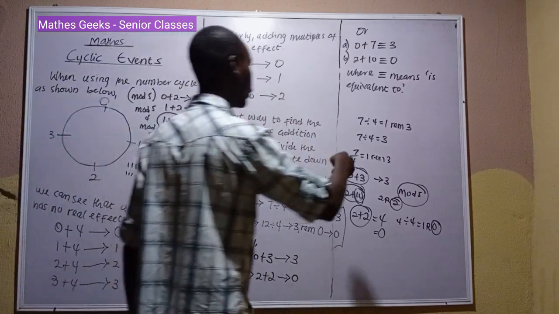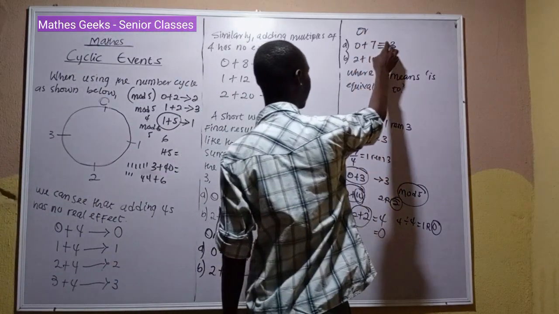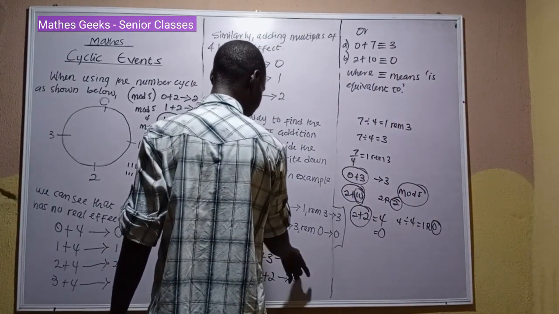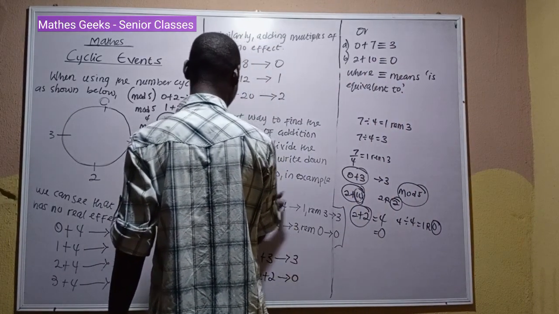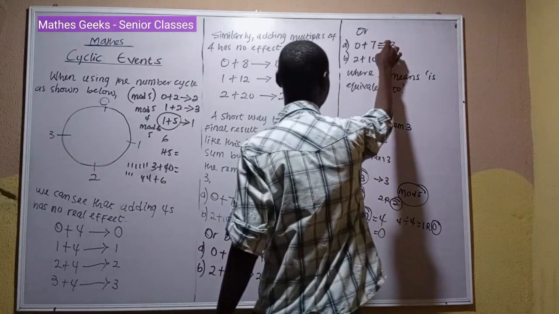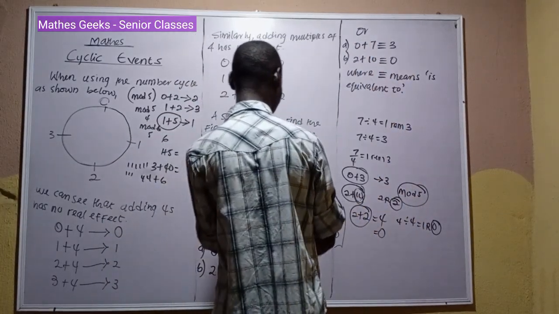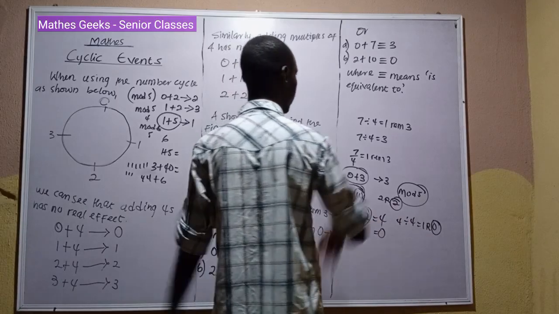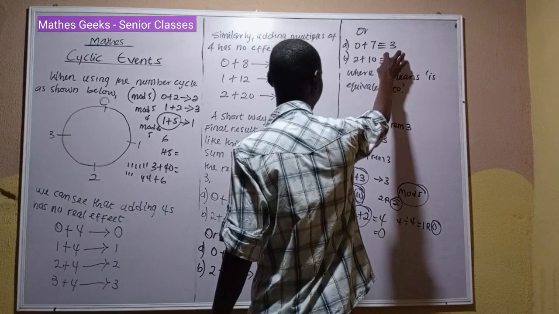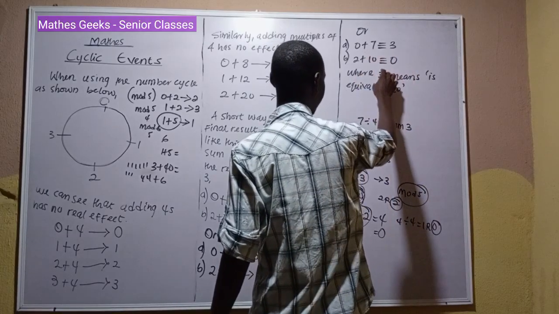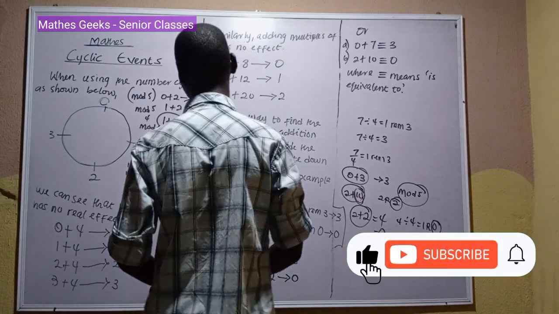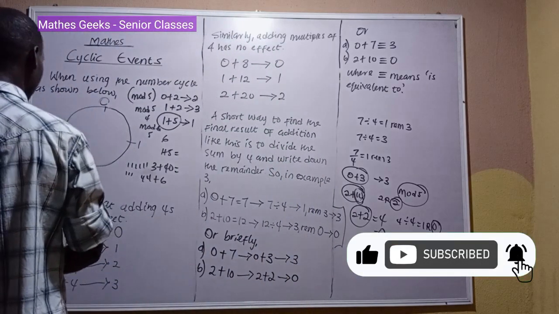Okay, or you can come here and say 0 plus 7 is equivalent to 3. Either you use this method to get 3 as the final result, or use this method to get the final result. But instead of going through this long process, after you've done this in a separate place, you can say 0 plus 7 implies 3, 2 plus 10 implies 0, where this sign means it's equivalent. So this is a short way of representing it.